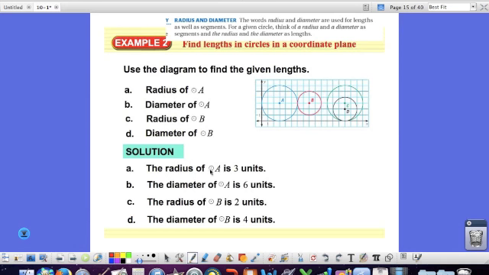The radius of circle A is 3 units. The diameter of circle A is 6 units. The radius of B is 2 units. The diameter is 4 units. The radius of circle C would also be 3 units. Diameter of C would be 6 units. The radius of circle D would be 2 units, and the diameter is 4 units.